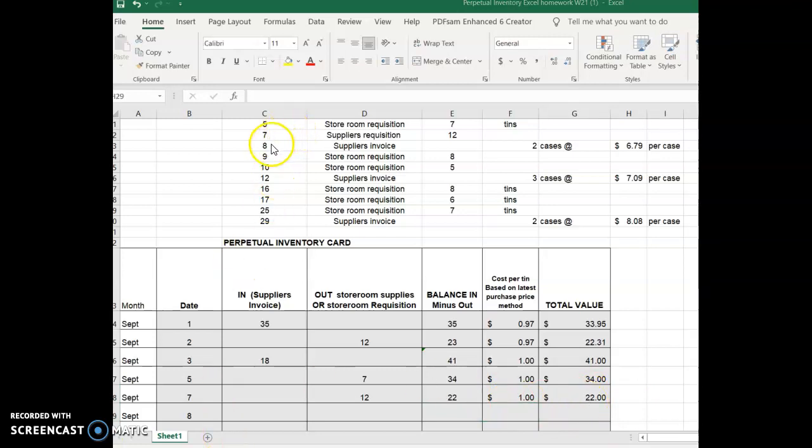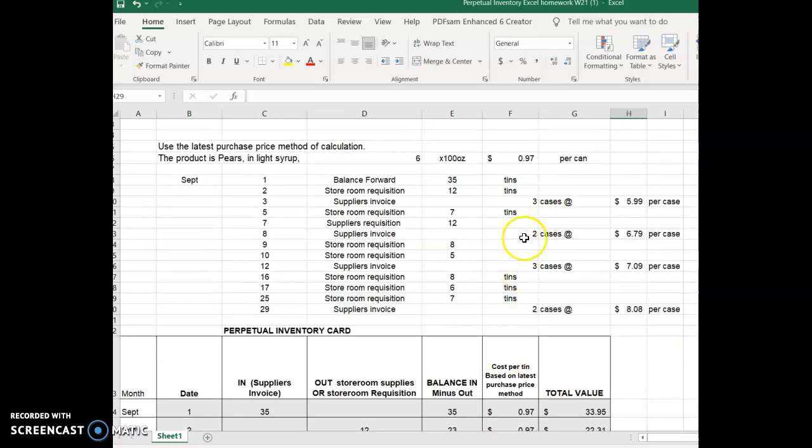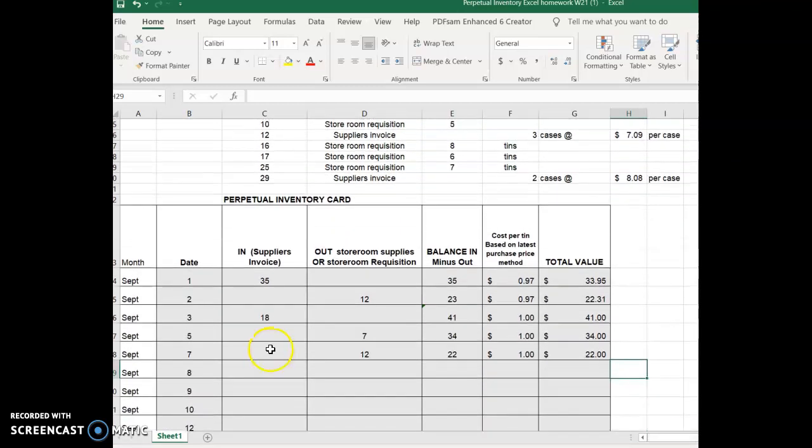So our next date is September 8th. Again, we have another invoice. This time it's 2 cases coming in. So we want to find how many tins that is. So that's 2 times 6 because each case contains 6 tins. So again, it's coming in since we ordered 2 more cases.